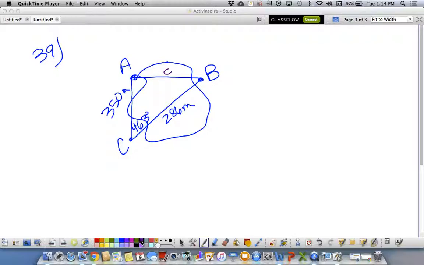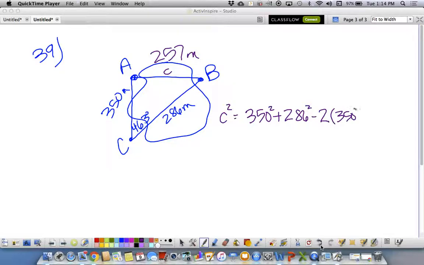Number 40. The sides of a parallelogram. I didn't get that. You didn't get 257? Okay, what did you put in? Well, I did the two squared numbers, added them, and then I did the 2 times 350 times 286. Did you also multiply it by cosine 46? Yeah, then I just wrote that as 1.